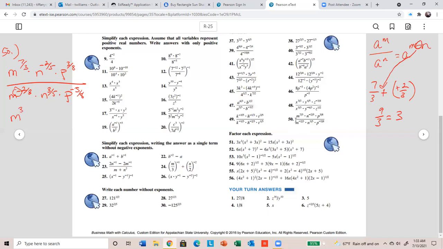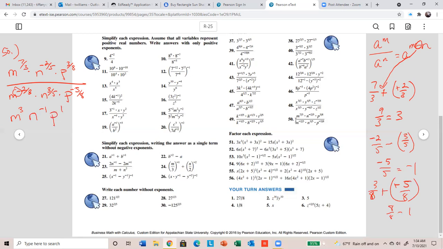Okay, let's look at the n. I've got negative 2/5 minus 3/5. Negative 2/5 minus 3/5 is going to give me negative 5/5, which is equivalent to negative 1. So I've got n to the negative 1. And then p, I've got 3/8 minus negative 5/8. Of course, minus the negative is the same thing as plus a positive. So we've got 8/8, which is 1. So I've got p to the 1.